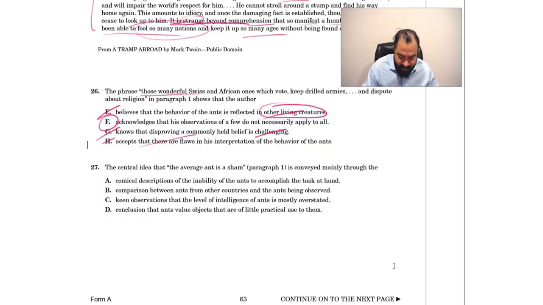27, the central idea that the average ant is a sham. The way he said that, the last line of the first paragraph. It's comical, yes, it's a funny description. Comical means funny, of the inability of the ants to accomplish the task at hand. Very nicely explained. It's not a comparison between ants, or a keen observation of the level of intelligence, that it doesn't have any intelligence. Conclusion that ants value objects that are of little practical use to them. It's not about being of little practical use. It's about a funny description of the inability of the ants to accomplish a task.